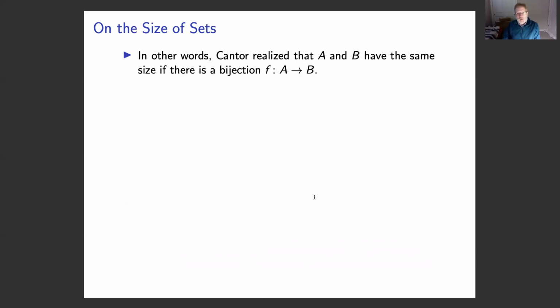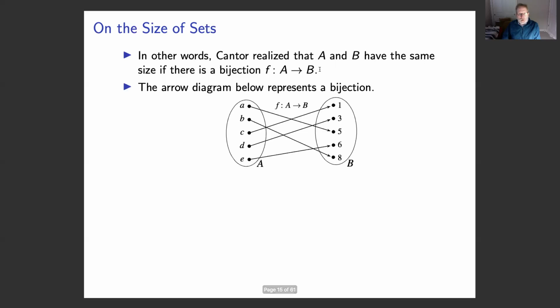In other words, Cantor realized that A and B have the same size if there's a bijection. That is, a function from A to B that's one-to-one and onto. That's what a bijection is. So functional concepts come into play right away. Now here's a picture of a bijection, from this set A to this set B. And it's one-to-one and onto, as you can see by the arrow diagram here.